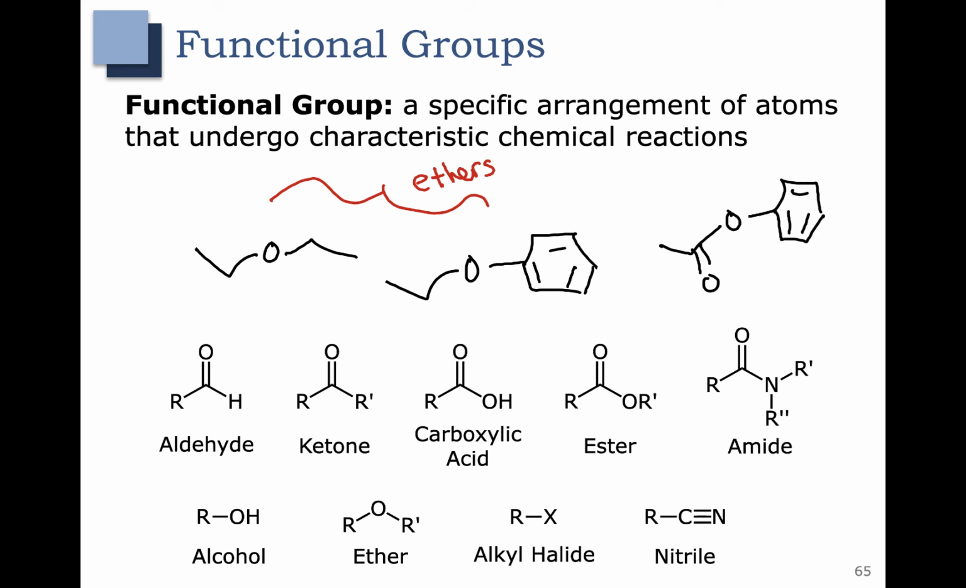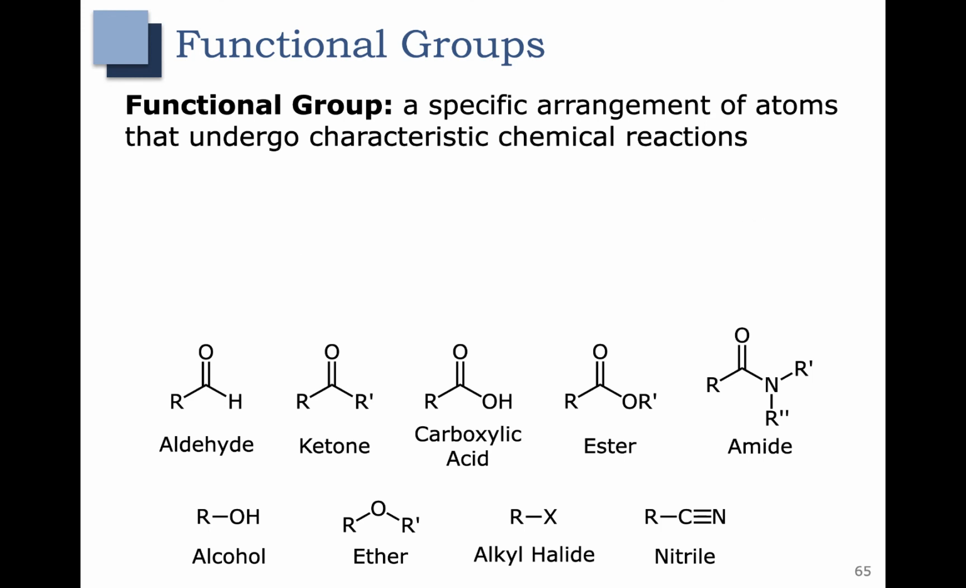An ester is just an ester. You can't say it's a ketone. You can't say it's an ether. It's just an ester. Next up, we have our alkyl halides. The X can be fluorine, chlorine, bromine, or iodine. So I'll draw some examples.